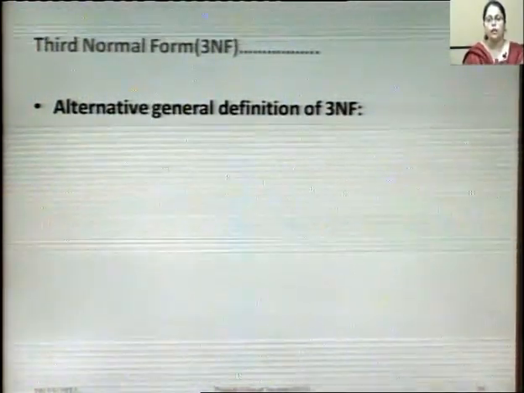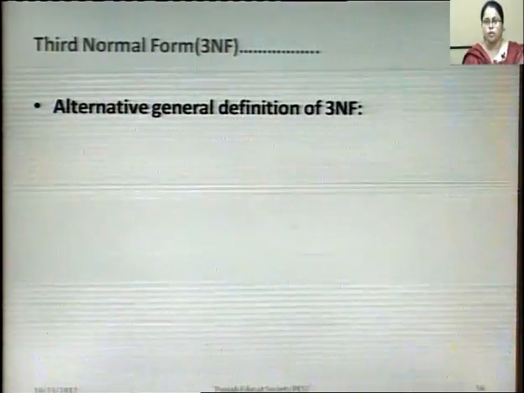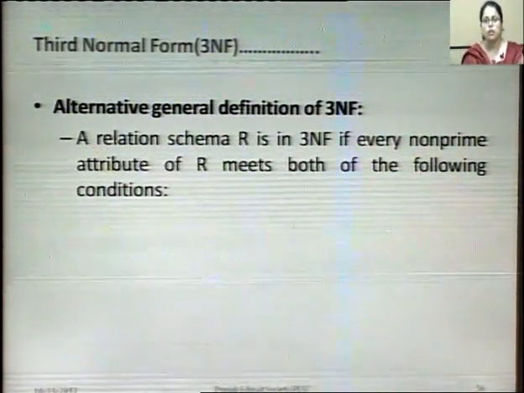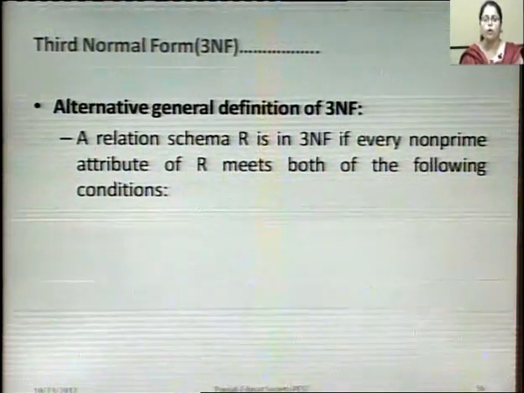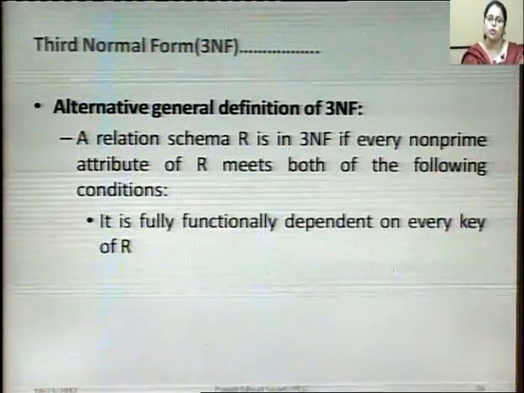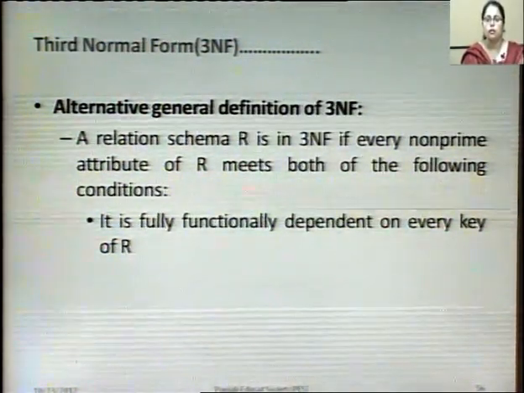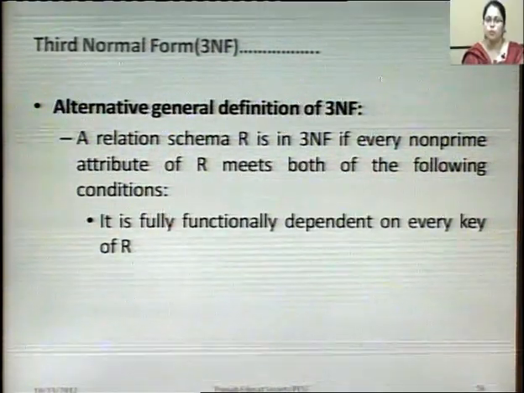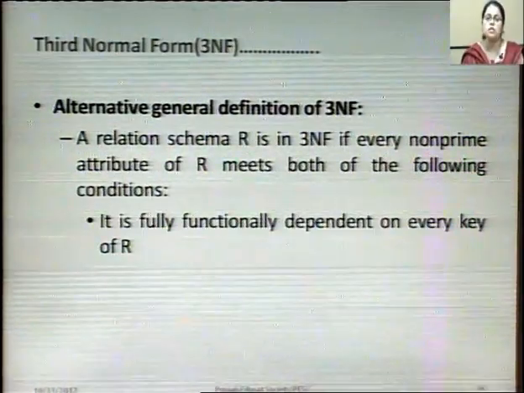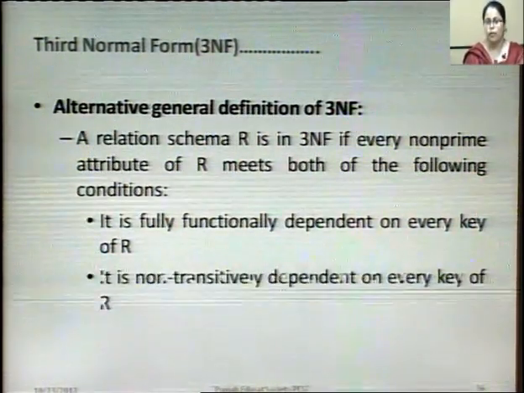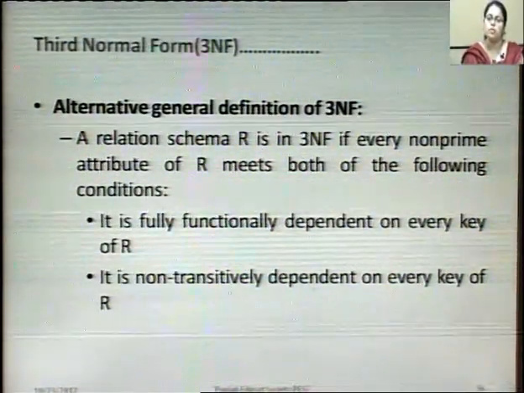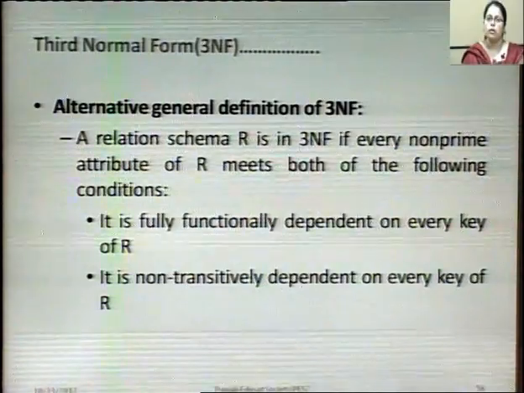So here we can now deduce the alternative definition of third normal form: a relation schema R is in third normal form if every non-prime attribute of R meets both of the following conditions. First condition is that every non-prime attribute is fully functionally dependent on every key of R. That means it is in second normal form and it is non-transitively dependent on every key of R. That means there is no transitive dependency.